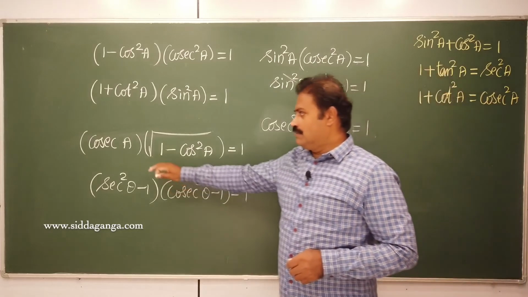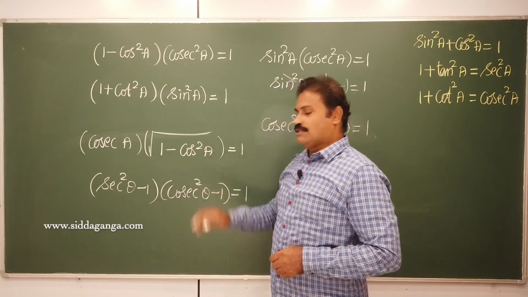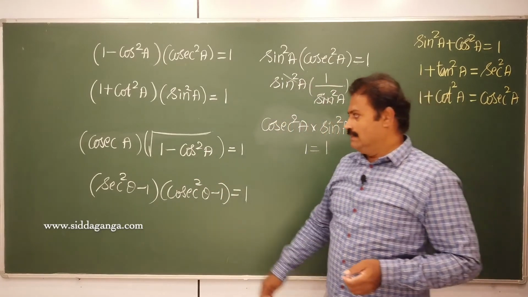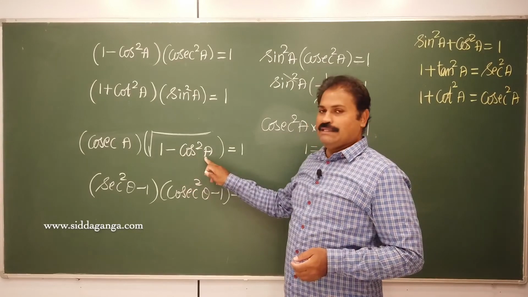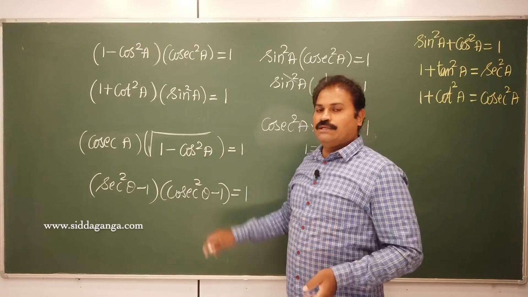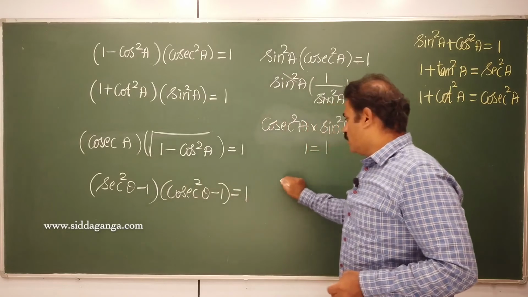And look into the third problem. Cosecant A into square root of 1 minus cos square A. So what do you think? Where you can put the identity? So here you can put the identity because you have 1 minus cos square A. So which identity you are going to take? So let us write this problem.